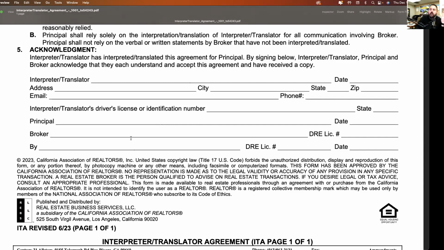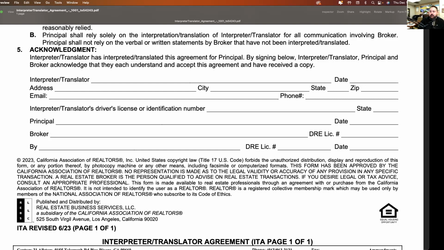Now, what this says is that the interpreter translator has to be involved in everything you do, which means the emails have to run through them, all of that. I know that the chances are you guys are probably not going to do that. I'm not saying don't do it. I'm just saying I know you're not going to do that.